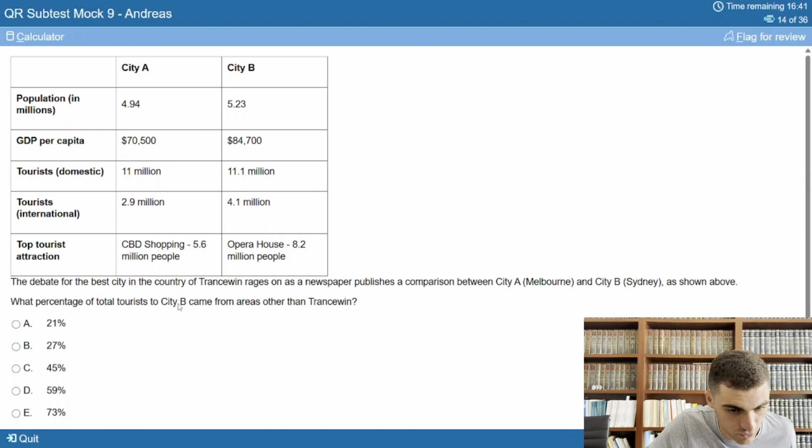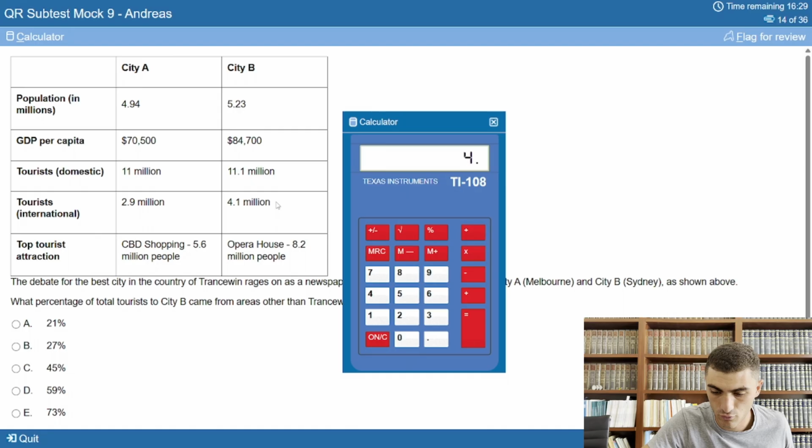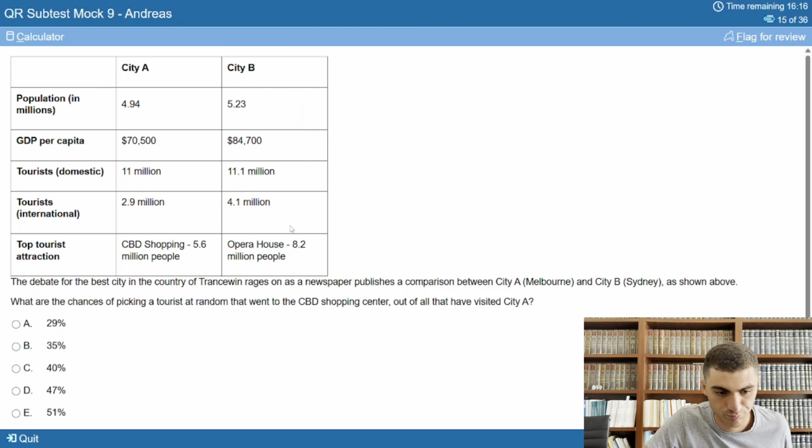What percentage of total tourist GDP came from areas other than that? CBD. So international, so it was 4.1 divided by 15.2. So it's 27%, right? So 14 is 27%, so it's B.